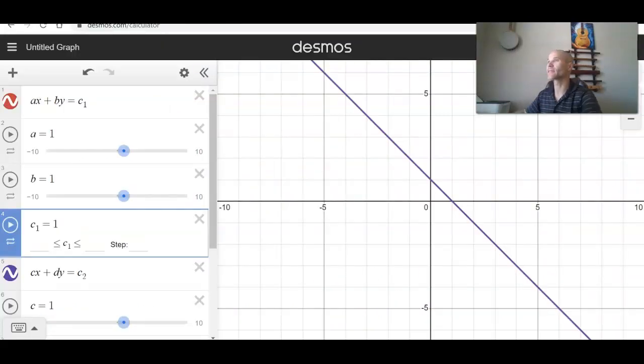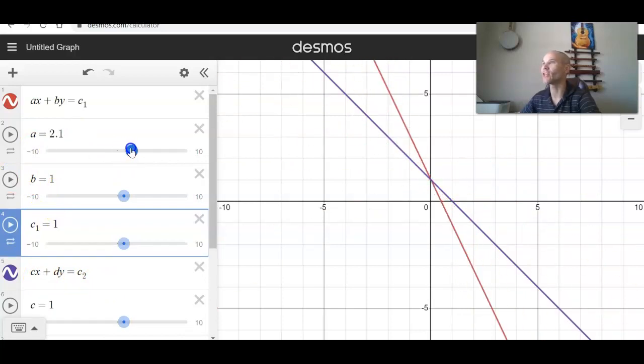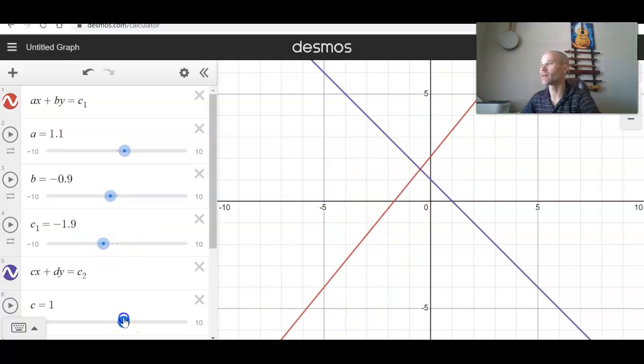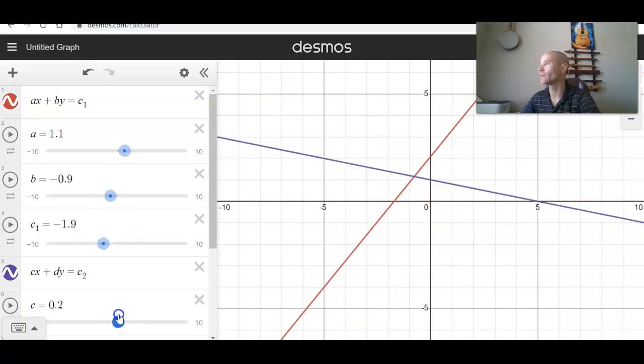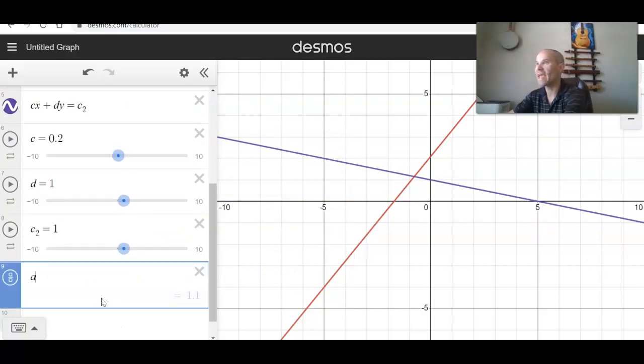And to illustrate this, here I actually have those two systems in here. AX plus BY equals C1, CX plus DY equals C2. I have all these sliders in there that will actually allow me to manipulate this. So if I change A, you can see I get rotation. If I change B, I get a different kind of rotation. C1 moves the y-intercept.